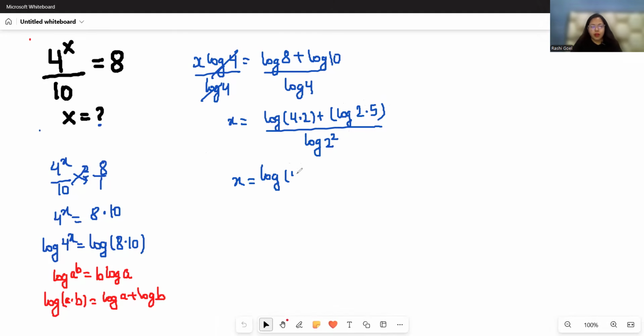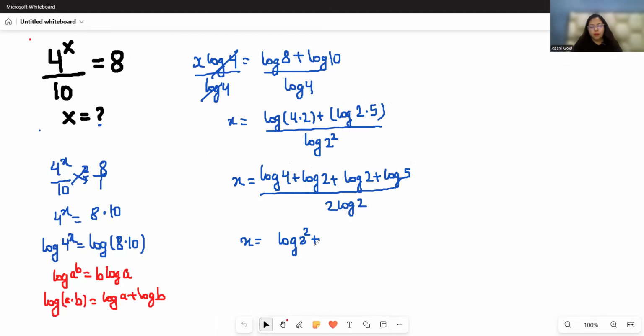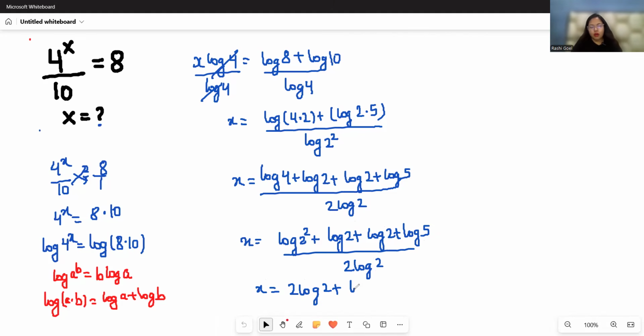I can write log 4 plus log 2 plus log 2 plus log 5 by 2 log 2. This log 4 also write it as log 2 square plus log 2 plus log 2 plus log 5 by 2 log 2. So x equal 2 log 2 plus log 2 plus log 2 plus log 5 by 2 log 2.